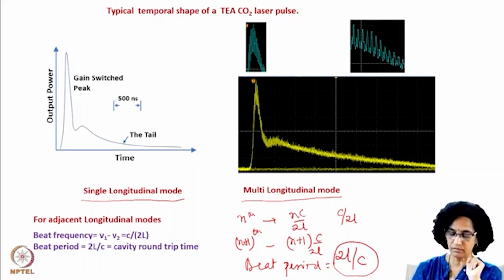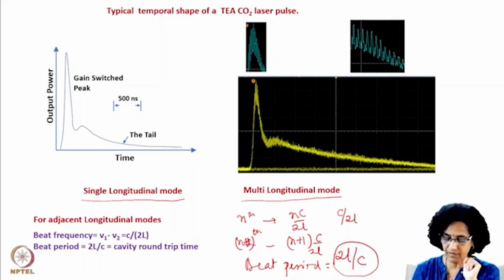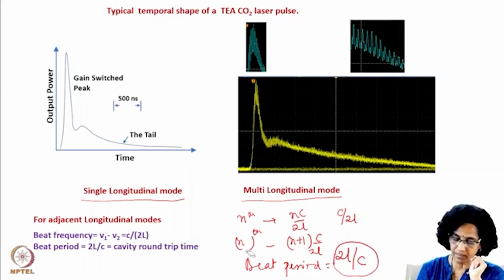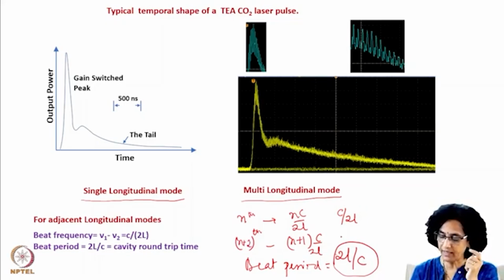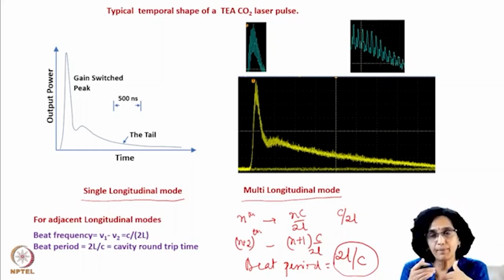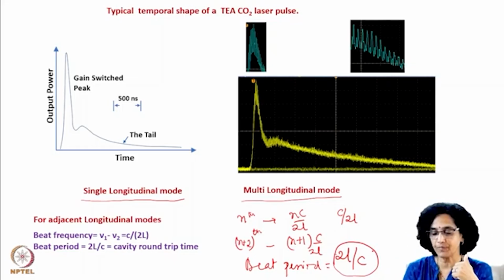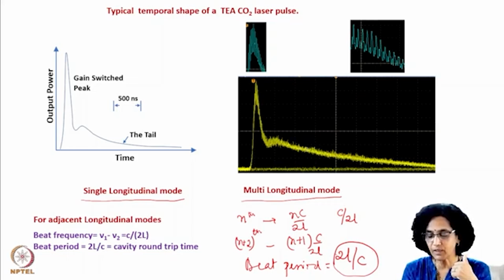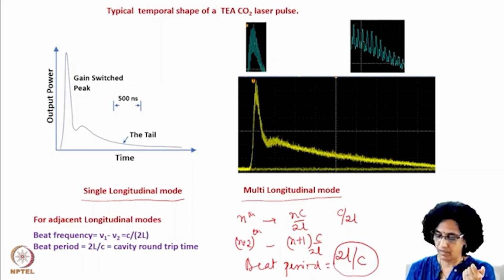But suppose it is not adjacent, it is n and then n plus 2. Okay, if it is n plus 2, then what will be the beat period? So the beat frequency is going to be c by L. Sorry, the beat period is going to be L by c. So here you will see that the beat period has changed. Initially it is 2L by c, now it becomes L by c. That is, it beats at half the round trip time.